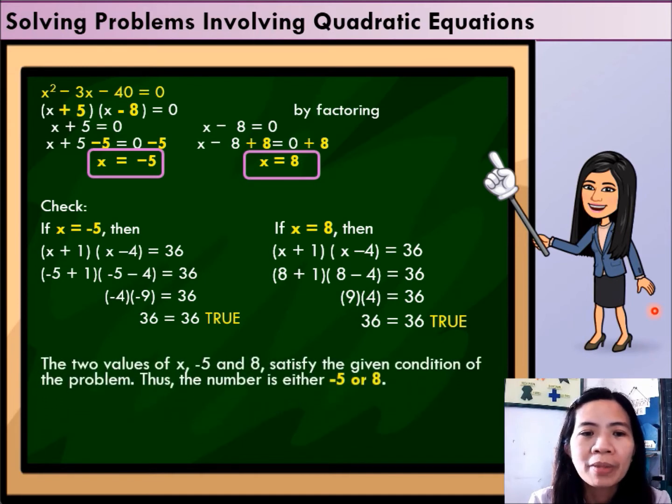So from this checking, we can say that the two values of x, -5 and +8, satisfy the given conditions of the problem. Thus, the number is either -5 or +8. So this is for example number 1.